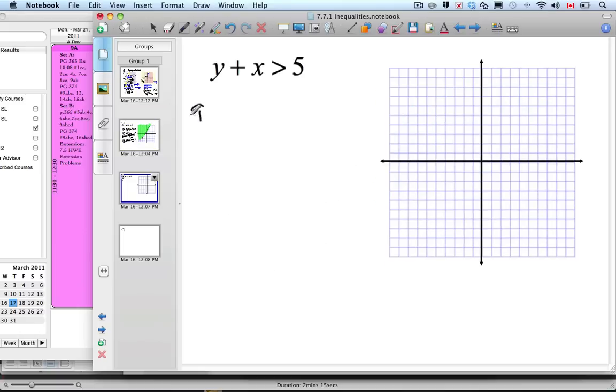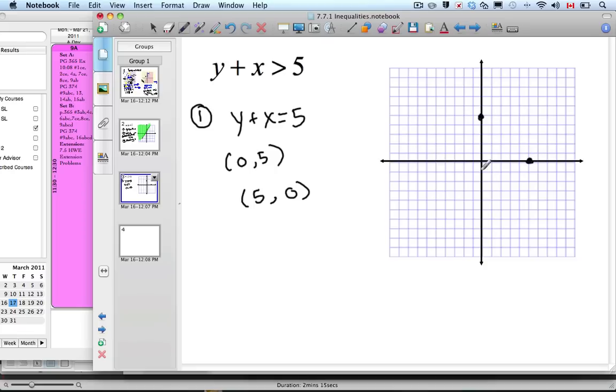y plus x is greater than 5. So we want to graph that, with the equal sign. Well, we could do the intercept method because it's in standard form. You can just cover 1 and find if x is 0, what's y? 5. So we have the point 0, 5. And the other one you let y be 0, and so then the x value is going to be 5.